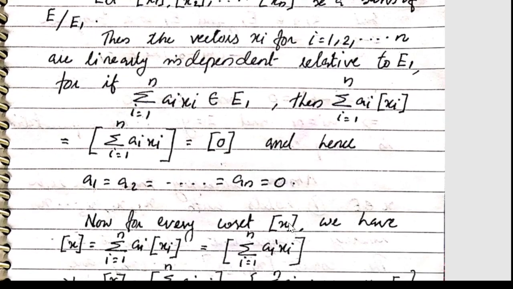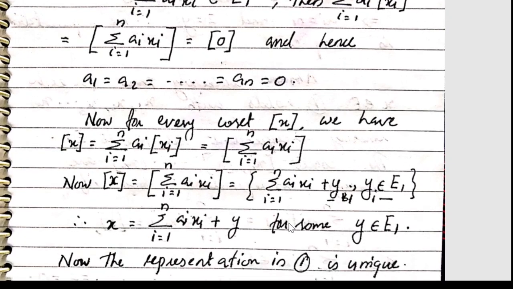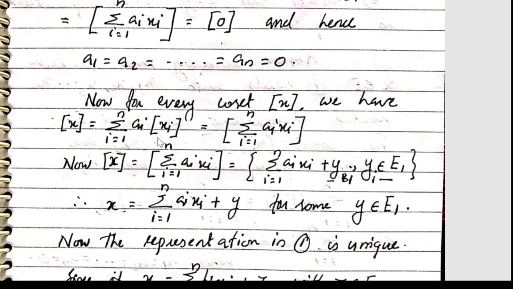Now for every coset of x, we have the coset of x equal to the sum over i equal to 1 to n of ai times xi. That means this is the basis element. So this can be written in this way, and now we have the coset of x equal to the coset of the sum over i equal to 1 to n of ai xi, and in set notation it can be written as the sum over i equal to 1 to n of ai xi plus yi for yi belonging to E1. Therefore, x can be written as the sum over i equal to 1 to n of ai xi plus some y, for some y belonging to E1.